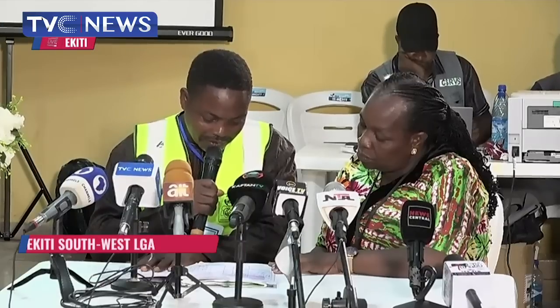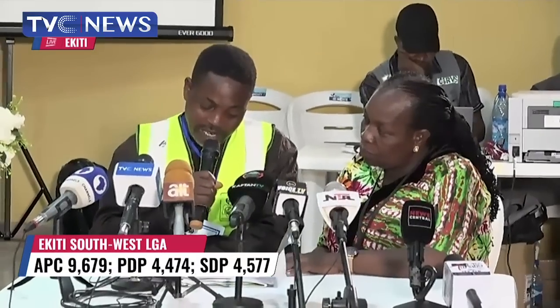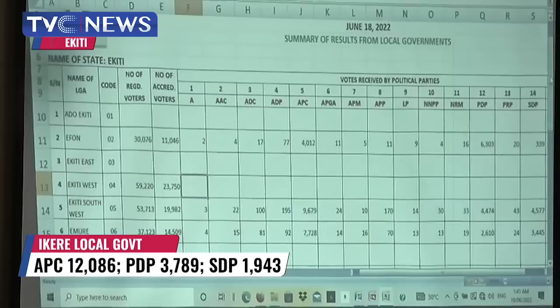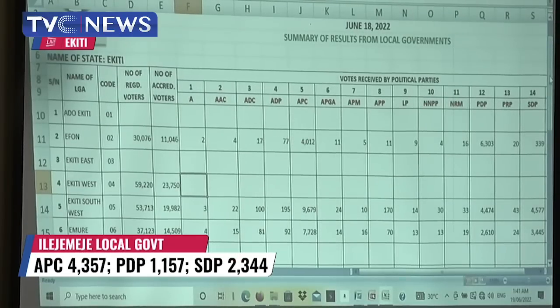In that local government, we had 11 registration areas. The total number of registered voters was 59220. Number of accredited voters 23750. The votes scored by various parties are as follows.